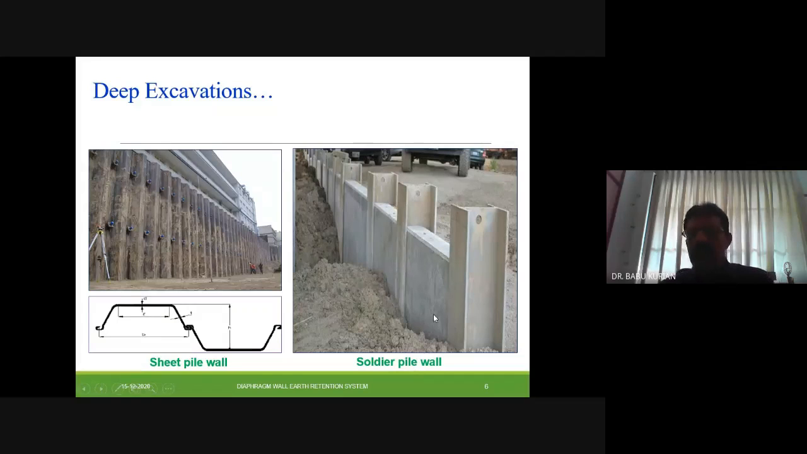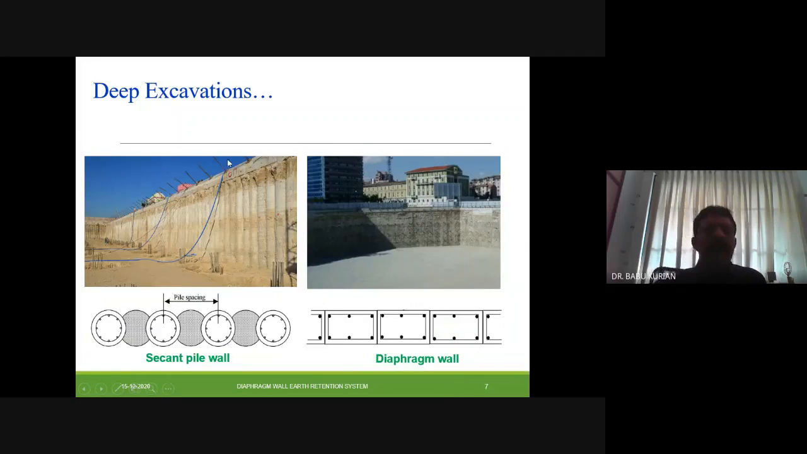A soldier pile wall consists of a number of load-bearing steel sections, usually edge sections, and in between the edge sections, we construct reinforced concrete walls. This reinforced concrete wall panel is inserted in between these two edge sections. Likewise, for any length, we can do the construction. And this type of construction is called a soldier pile wall. Then the third one is a secant pile wall. In a secant pile wall, at a particular interval, first of all we are trying these piles.